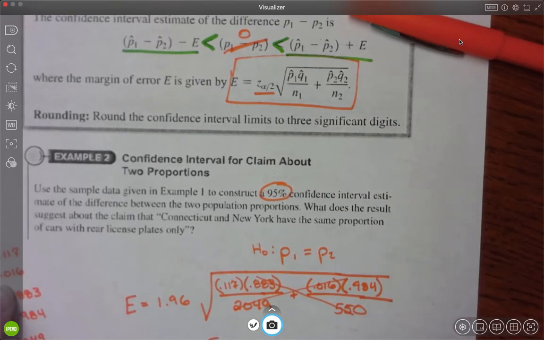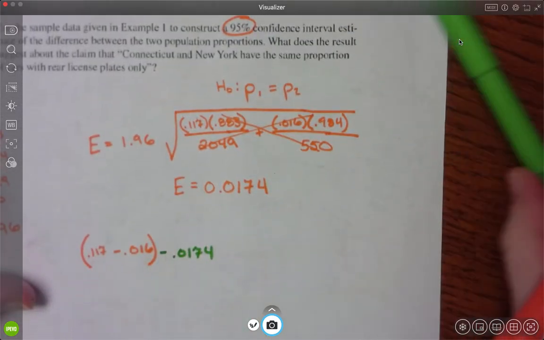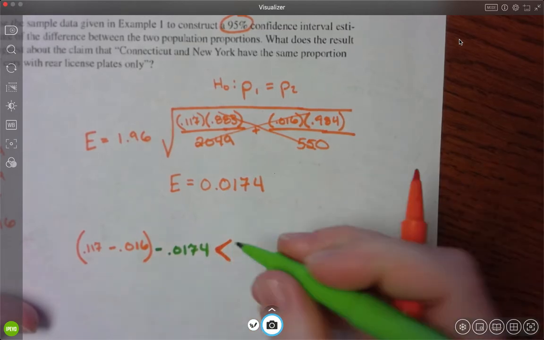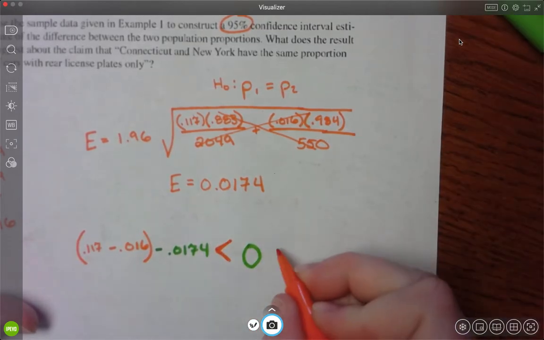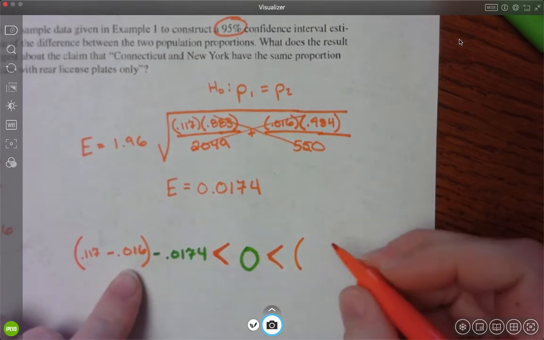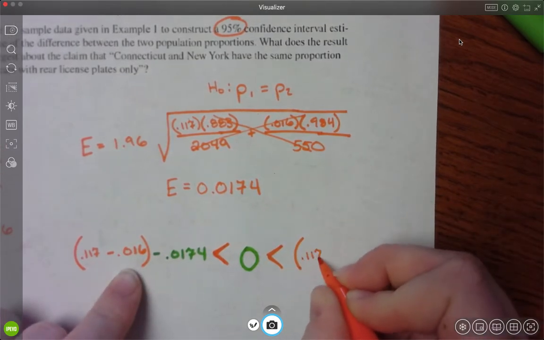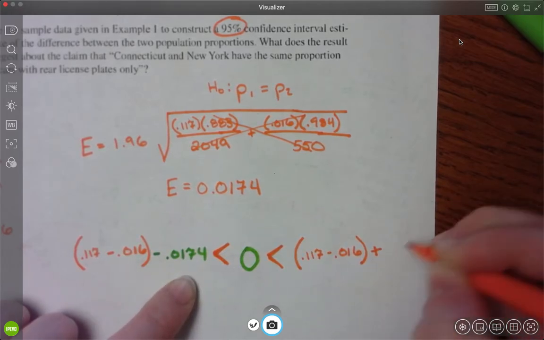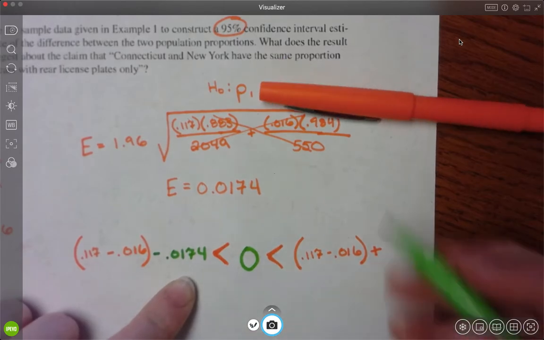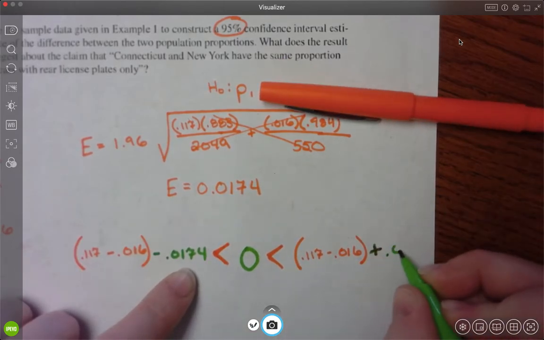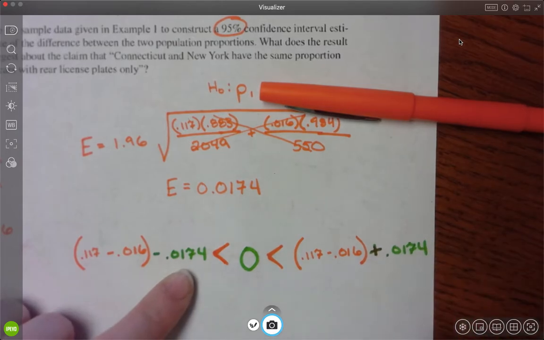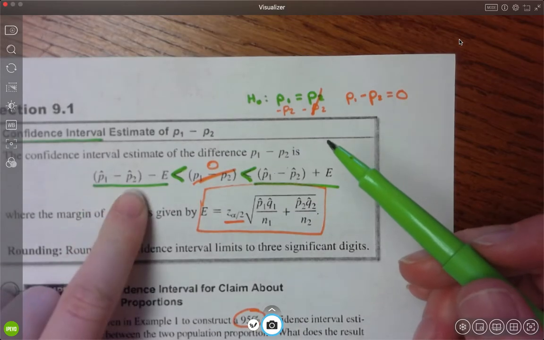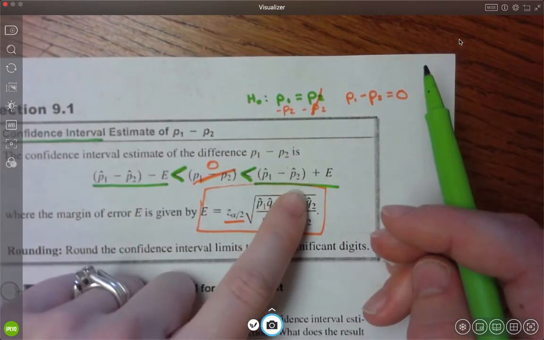We're going to say, oh, let me go back up here so you guys can see, is less than, 0 goes in the middle, which is less than, and I do the same thing again, but here I'm adding the error. So 0.117 minus 0.016, and I'm going to add the error, 0.0174. So I've done what the formula set up here. I've done P1 hat minus P2 hat minus the error, P1 hat minus P2 hat plus the error over here.